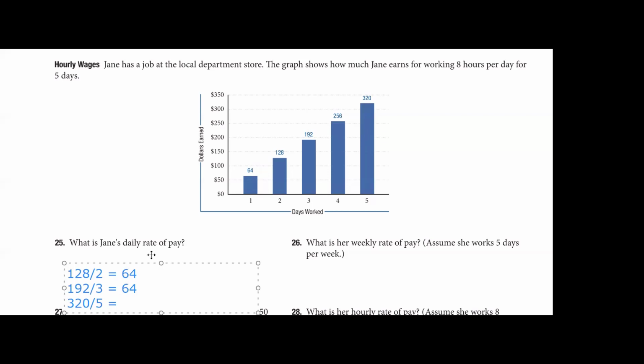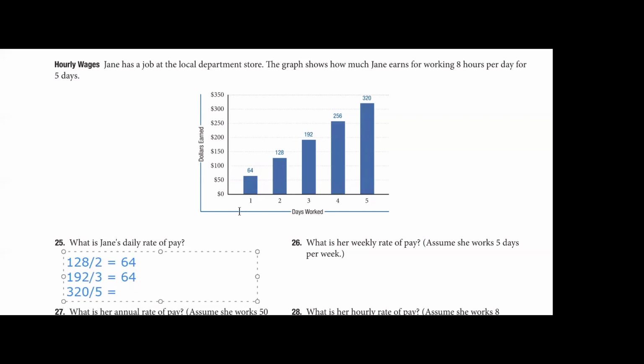320 over 5, which is 320 divided by 5, which is 5 into 320. 5 goes into 32 6 times, it's 30. Bring down the 2, bring down the 0. 5 into 20 is 4 times. No remainder, 64.